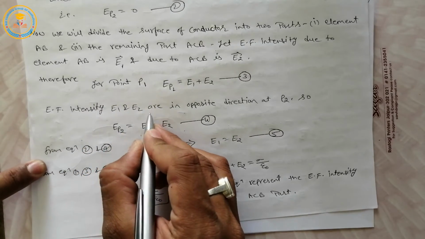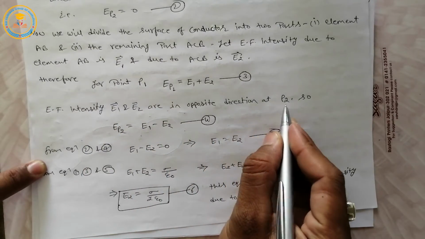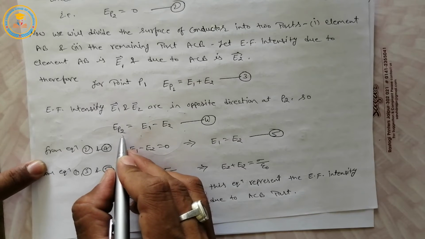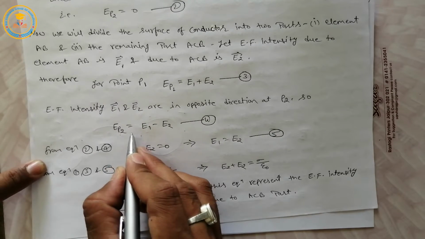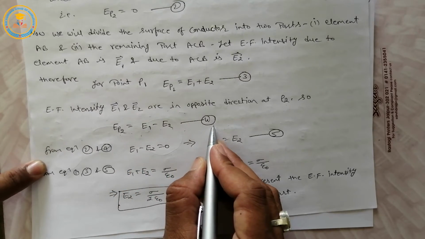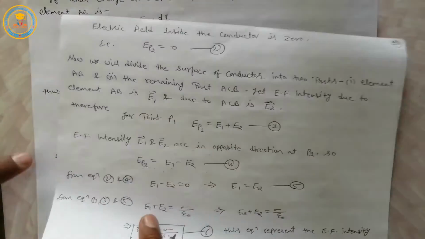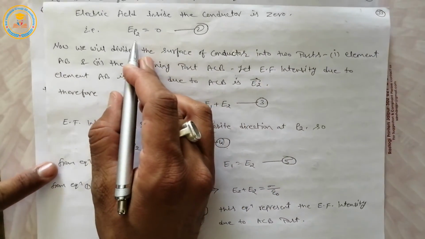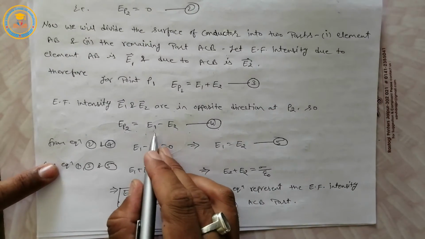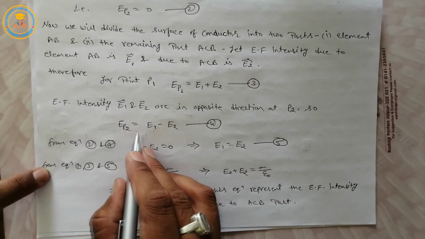E1 vector and E2 vector are in opposite directions at P2. So the resultant intensity of electric field at point P2, EP2, is equal to E1 minus E2. This is equation number 4. Equation 2 represents the resultant electric field intensity at point P2, and equation number 4 also represents the electric field intensity at point P2.